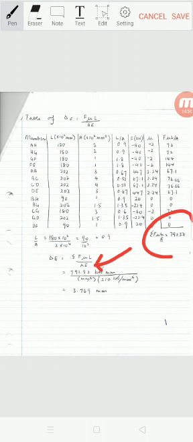So from this equation, I get the answer of the vertical deflection at joint E is 3.769 or 3.77 millimeter. Okay, so that is the answer.